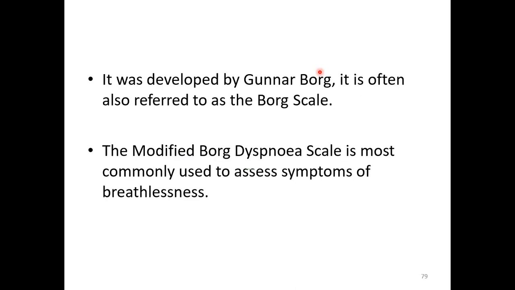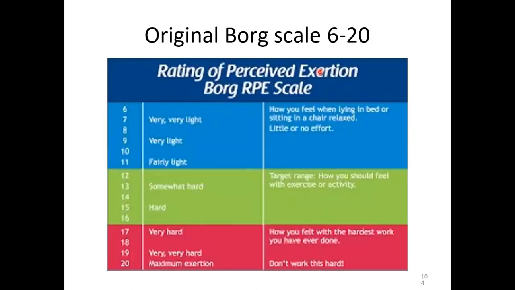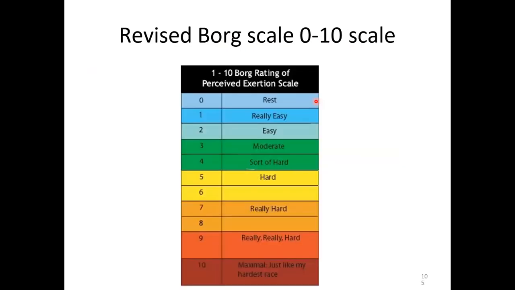It was developed by Gunnar Borg, often referred to as the Borg scale. There's also the modified Borg dyspnea scale, which is most commonly used to assess symptoms of breathlessness. This is the original Borg scale rating from 6 to 20, and it can be used to rate the perceived exertion.